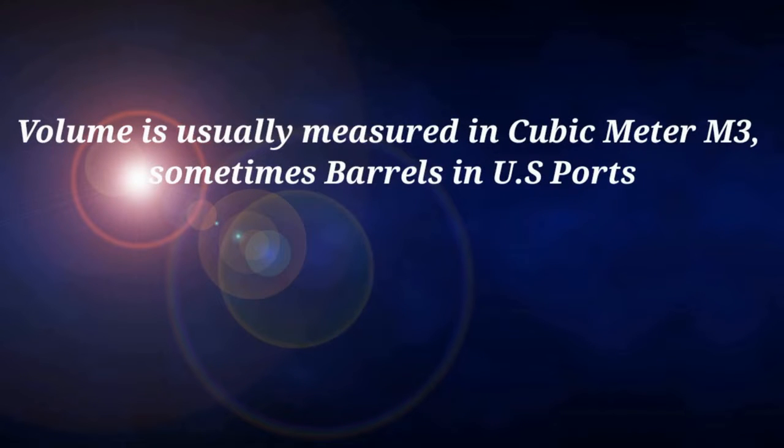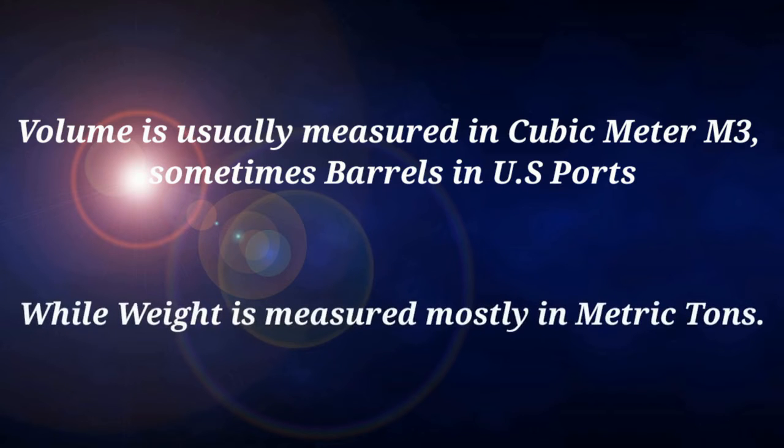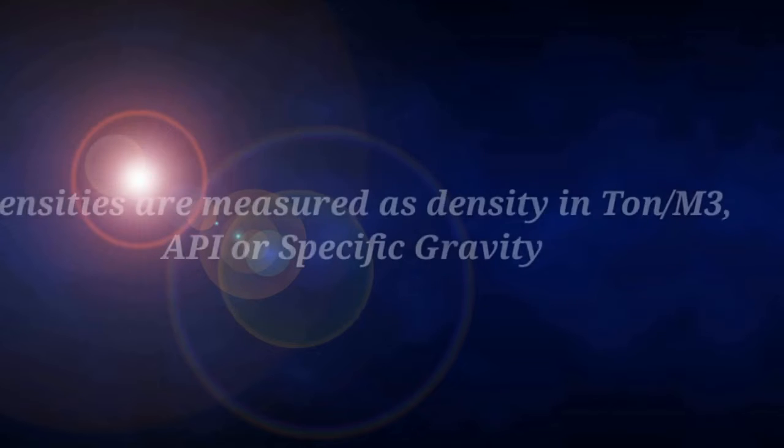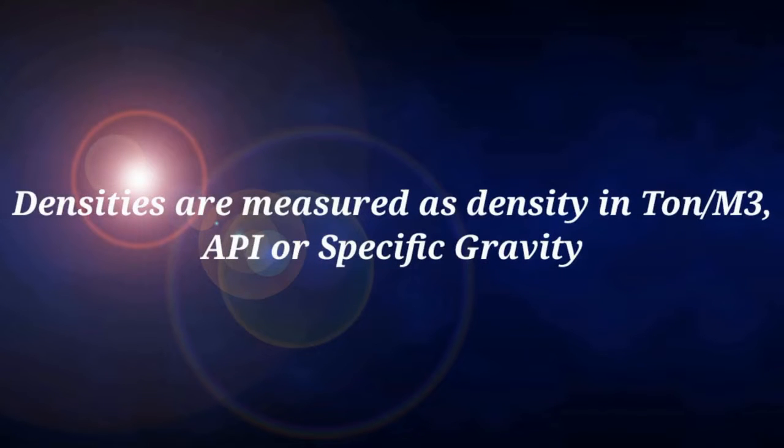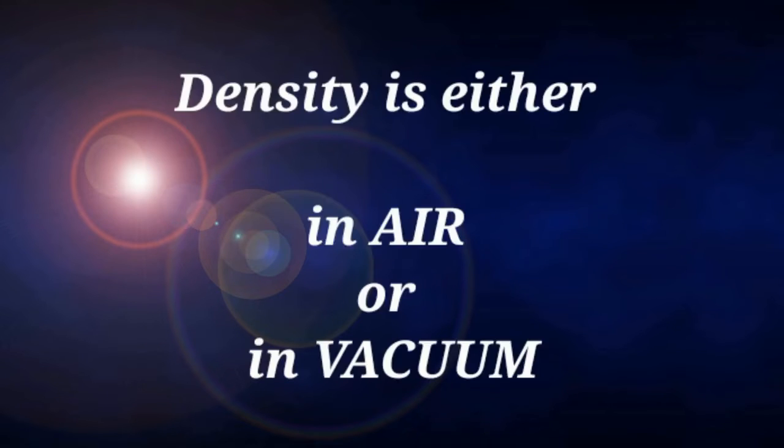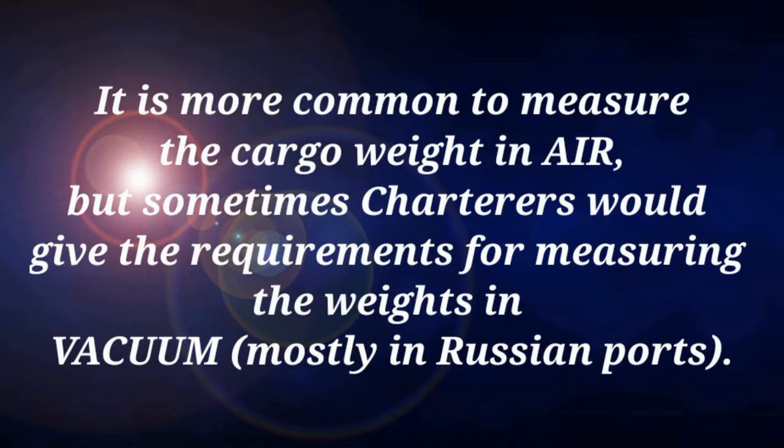Volume is usually measured in cubic meters or sometimes in barrels, while weight is measured mostly in metric tons or sometimes in long tons. Densities are measured as density in ton over cubic meter, and API or specific gravity, and this density is either in air or in vacuum. Even though in some ships it's more common to measure the cargo weights in air, sometimes you may find the charterers would give the requirements for measuring the weight in vacuum.